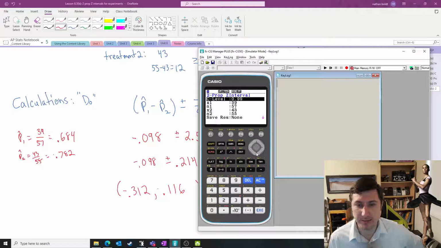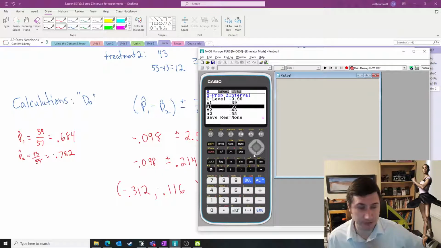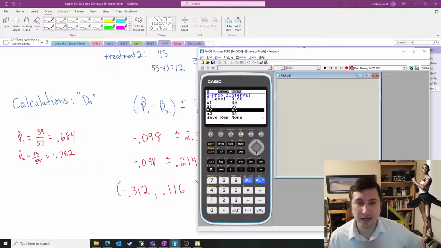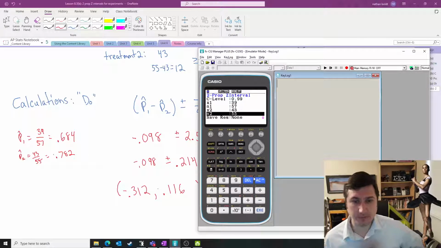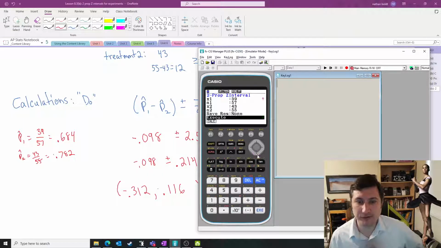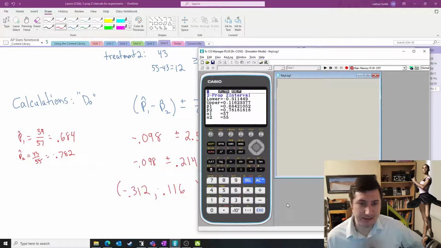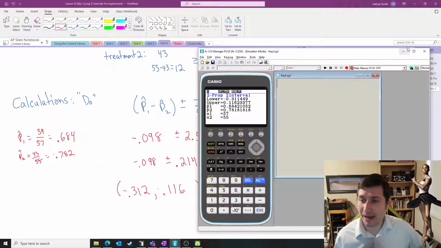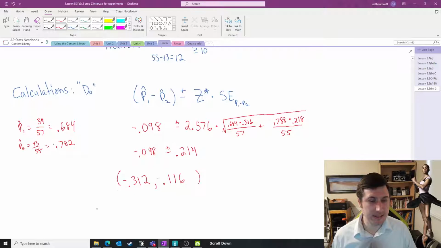I have this typed in already, but we have 39 successes out of 57 sample size for our first population. And in the second one, we have 43 and 55 total. A 99% confidence level, you hit enter, and it then gives you the interval. Take a look. So 0.116 was our upper and negative 0.312. So just a slight round off error on my case, but it's basically the same thing. Not too bad. All right, we did the do. Now it's time for the conclude.